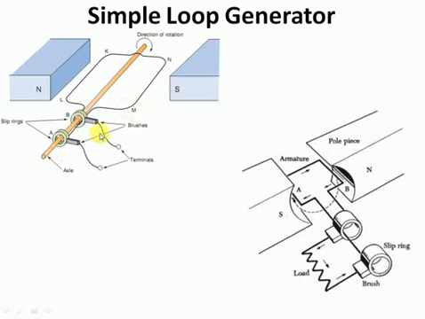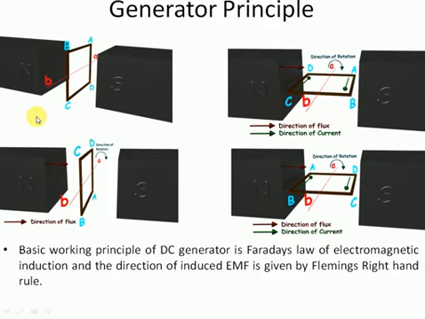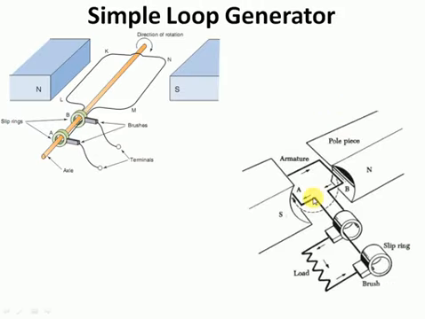The same diagram in a different projection is indicated here, and there is actually a load also connected along with the brushes. So while comparing with the basic working principle which we have explained just now, we are indicating the same coil here also. The only difference is the coil is being kept open rather than closed, and it is connected with the slip rings, and the slip rings are connected to the load using the brushes.